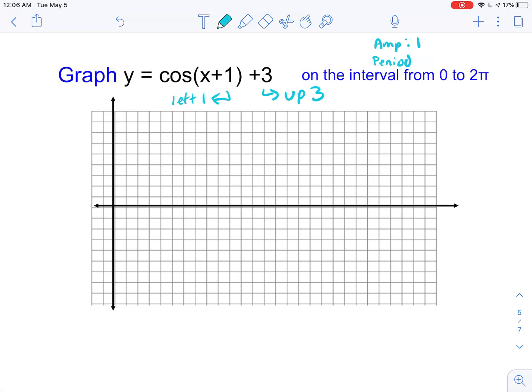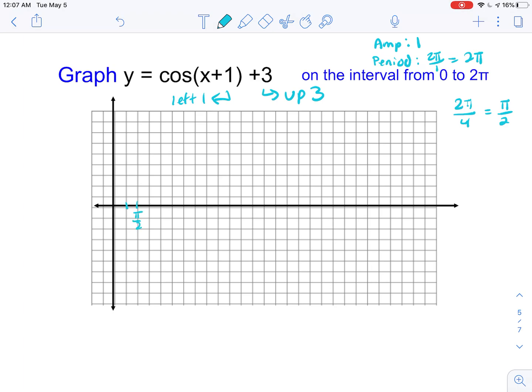And that is with my amplitude, which in this case is 1, and my period, which in this case is 2 pi divided by 1, which is 2 pi. Okay. Now I need to find what I'm labeling my x-axis with. So I take my 2 pi, I divide it by 4.